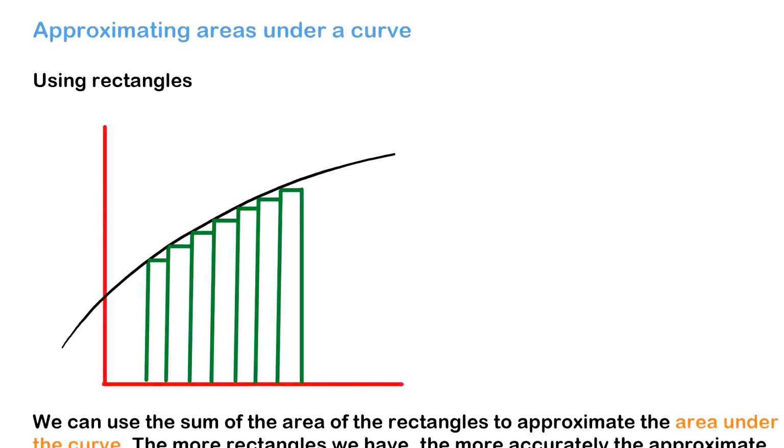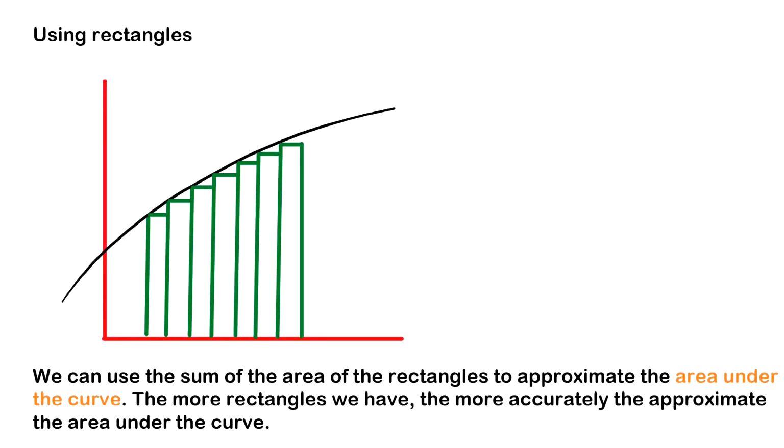So there's multiple ways to do it. One of the ways, and the most used way, is using rectangles. So we can use the sum of the area of the rectangles to approximate the area under the curve. Now, it is important this is an approximation. It's not 100%. The more rectangles we have, the more accurate the approximation for the area is. If you only have 2 rectangles, it's not going to be as accurate as if you had 10 rectangles.